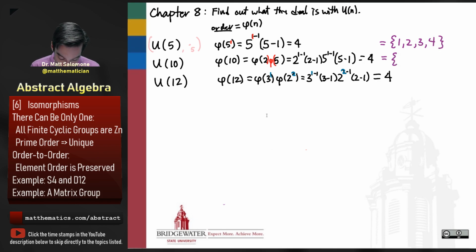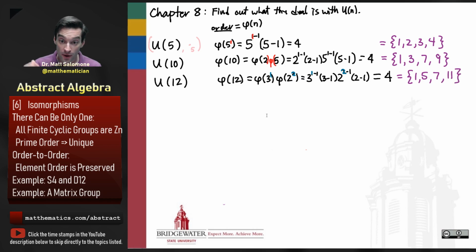U10, all of the numbers less than 10 that are relatively prime to 10. That's going to be 1, 3, 7, and 9, mod 10. And then meanwhile, U12, all of the natural numbers less than 12 that are relatively prime to 12. That's going to be 1, 5, 7, and 11.